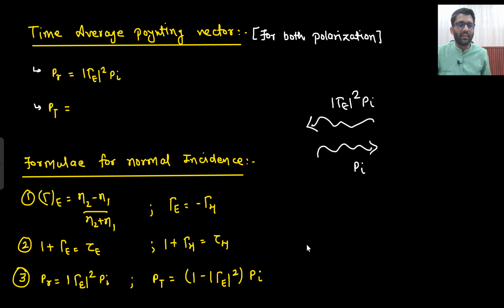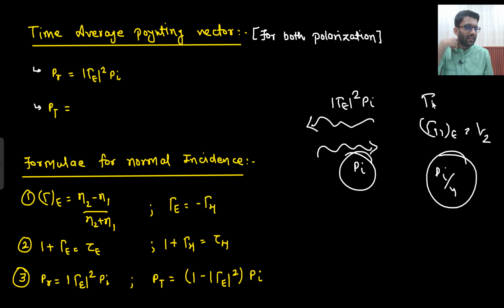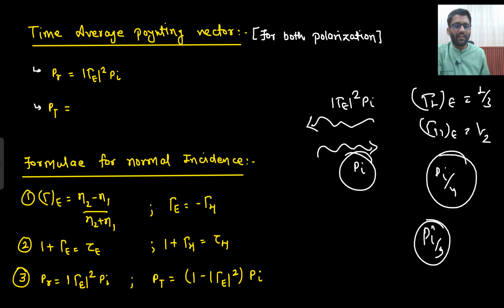Same goes here as well. In the case of perpendicular or parallel, if this is the incident wave, then the reflected wave will have gamma square times the power of the incident wave. If I say my gamma parallel E is 1 by 2, and the incident power was Pi, then the reflected power would be Pi by 4. Is that clear? It would be the same for perpendicular polarization as well. Let's say my gamma perpendicular for the electric field is 1 by 3, so my reflected power will be Pi by 9. Is that clear? Okay.